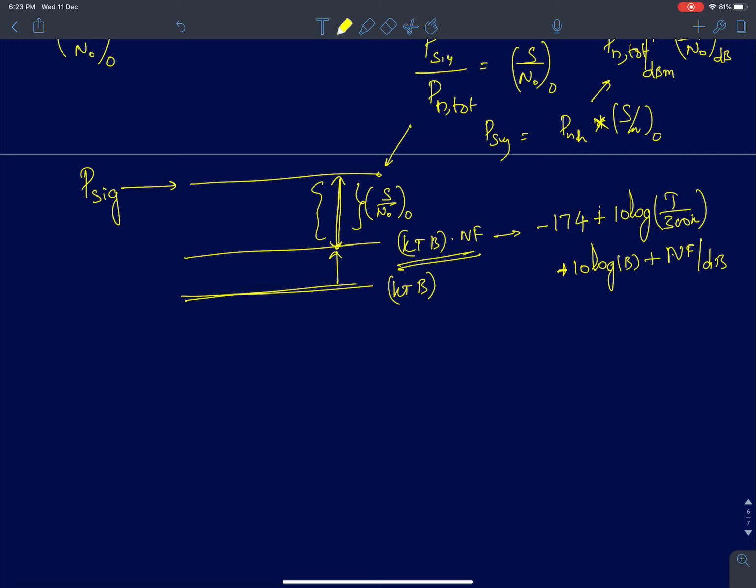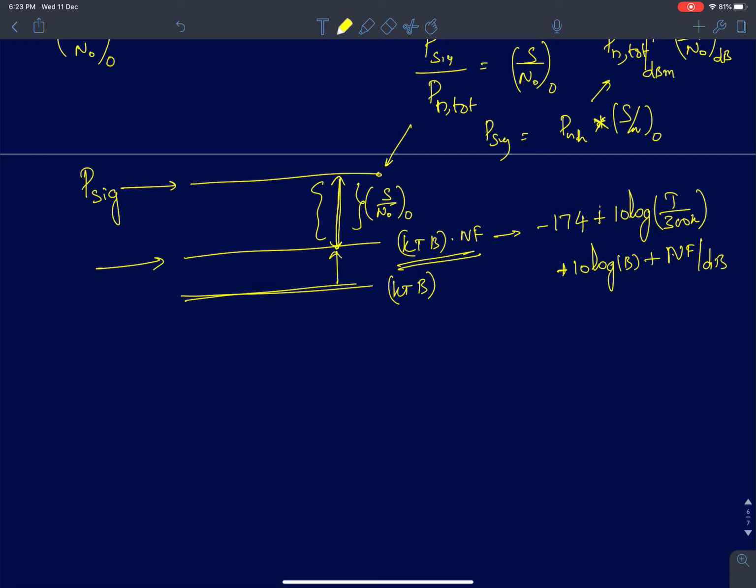Of course, if I tell you I don't care about signal to noise ratio, and just ask what the minimum level you can apply is, you will say that signal power should be equal to noise power. At that point, you can no longer distinguish signal and noise. So it has to be obviously greater than KTB times NF.